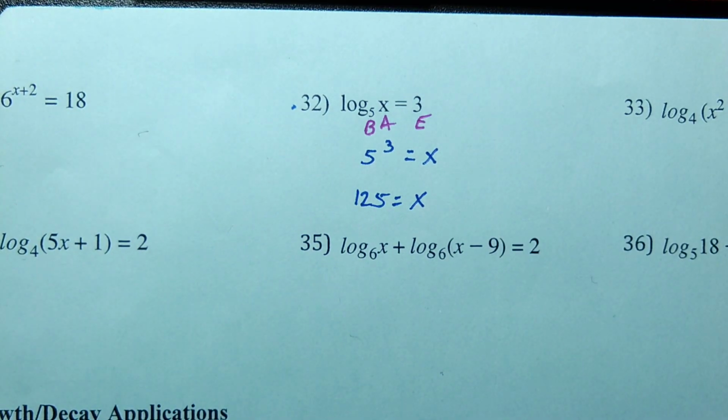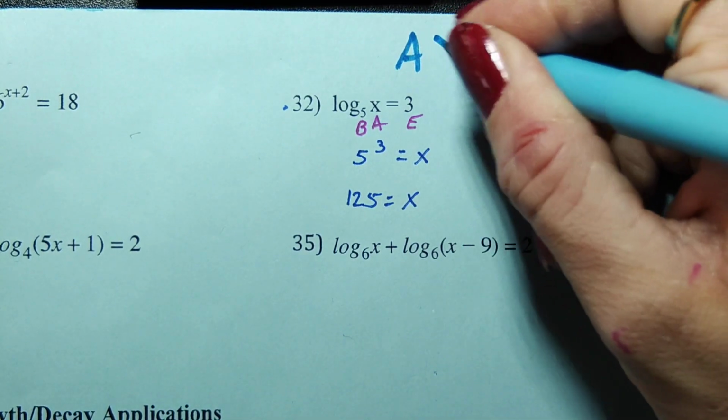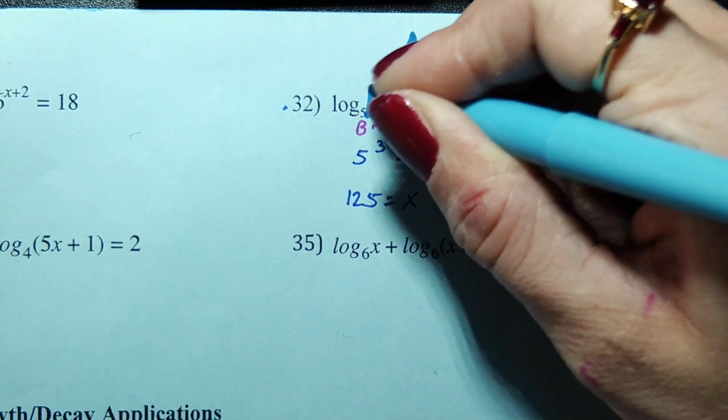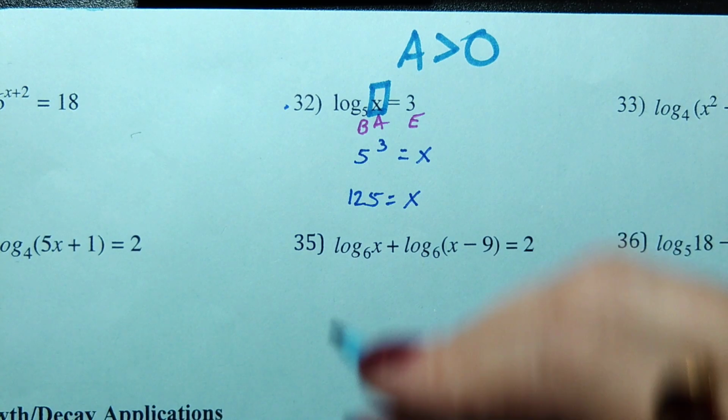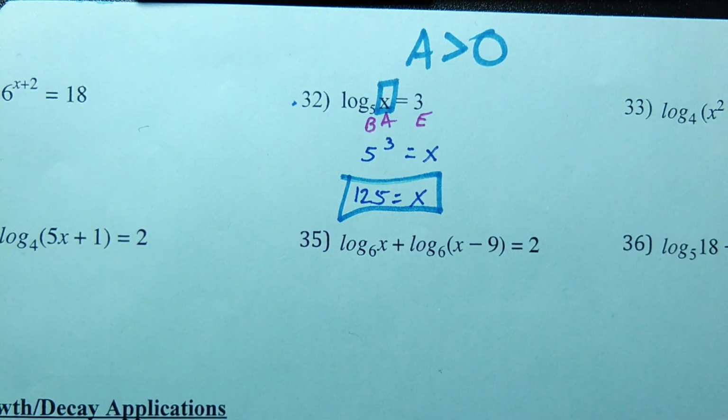But what do I need to do before I put a box around it? Check it. The answer part of the log, which is x in this case, has to be greater than 0. Is 125 greater than 0? Sure is. Answer checks out.